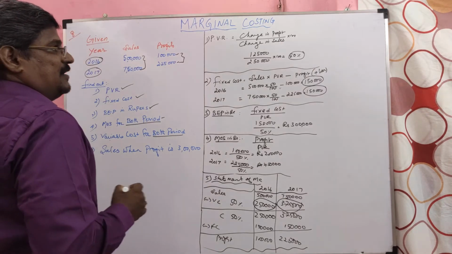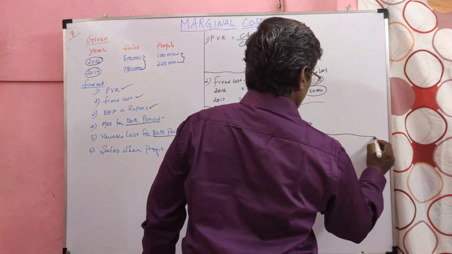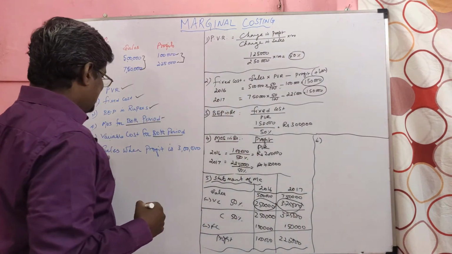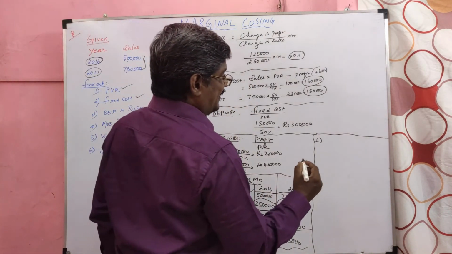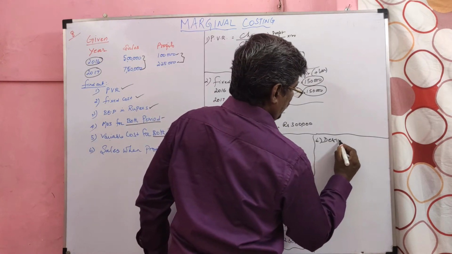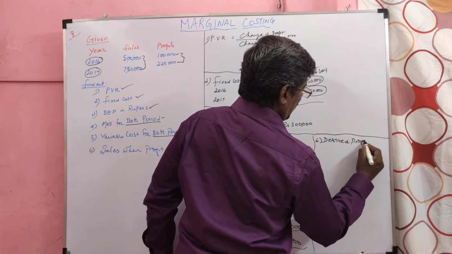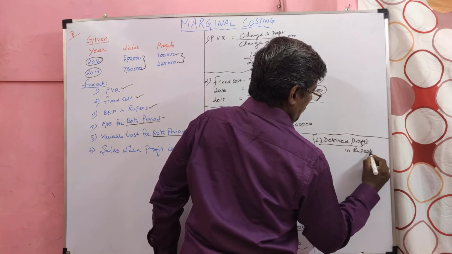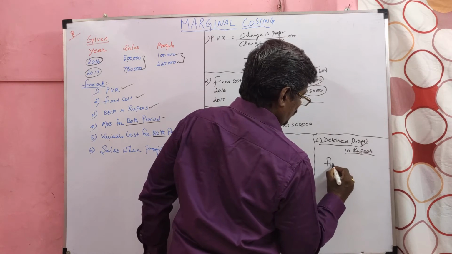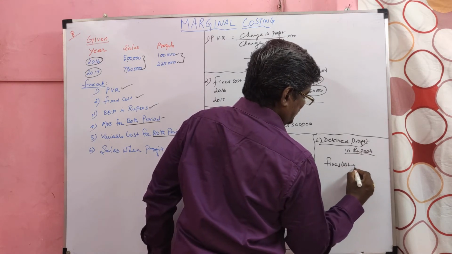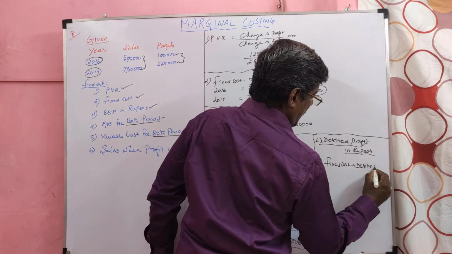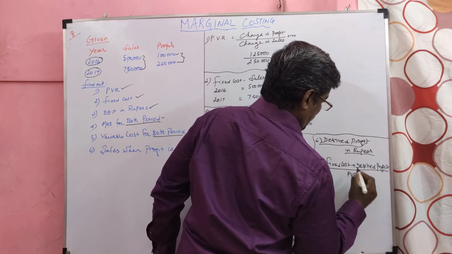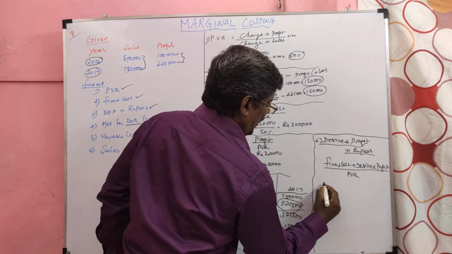Then last question, the sixth one. Sales when profit is 3 lakh, that we called desired profit or required profit in rupees. What is the formula? I said fixed cost plus desired profit divided by PVR. Fixed cost how much? 1,50,000.